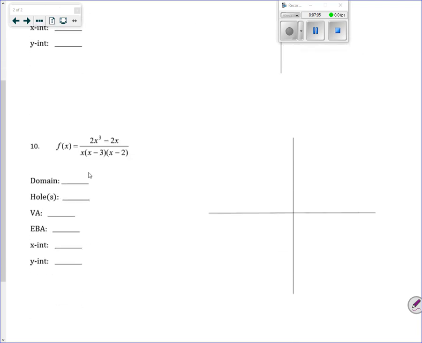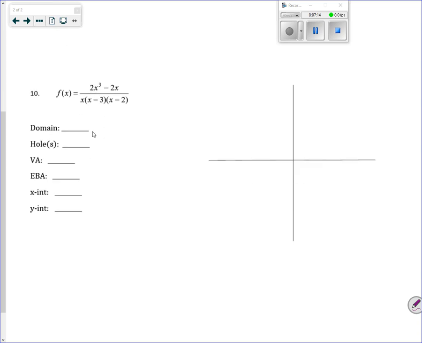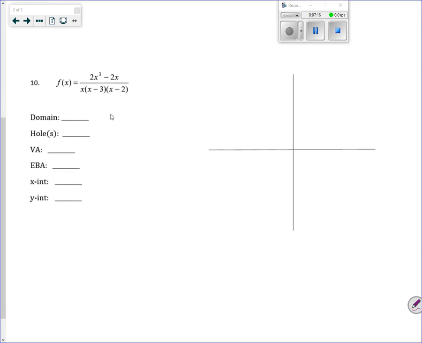Okay, so here's the deal. So let's think of the rational rules. How did you find domain? Okay, and I'm going to write the rules out so you have them. Domain is you look at the original and you think denominator cannot be 0. So anything that is in the denominator, you have to throw out. So x can't be 0, 3, and 2.